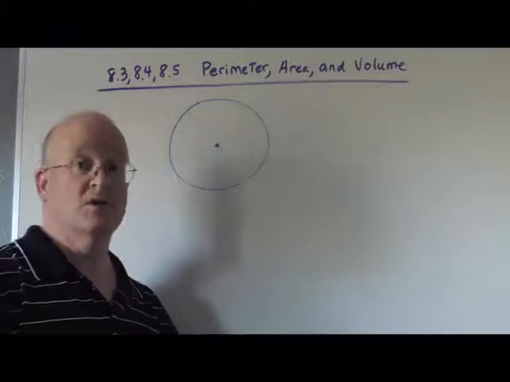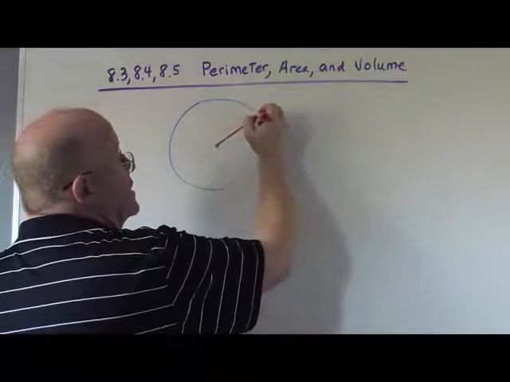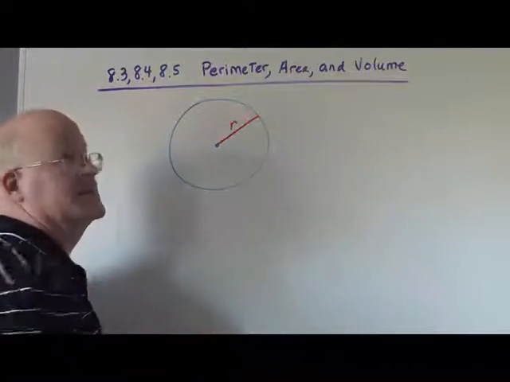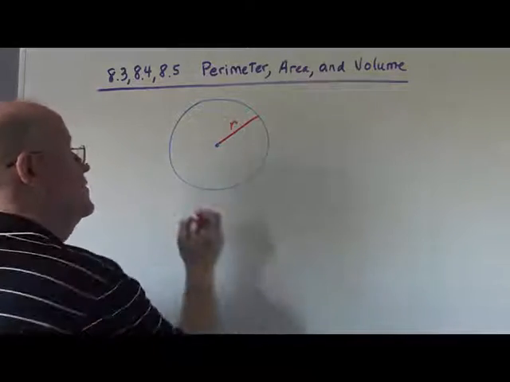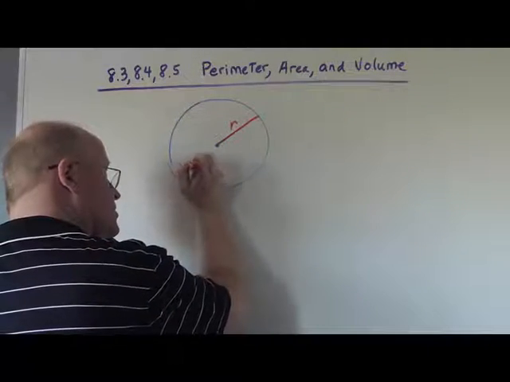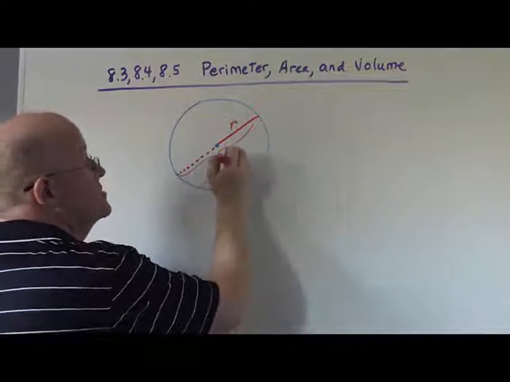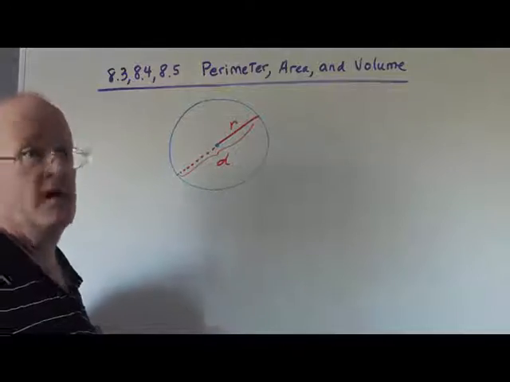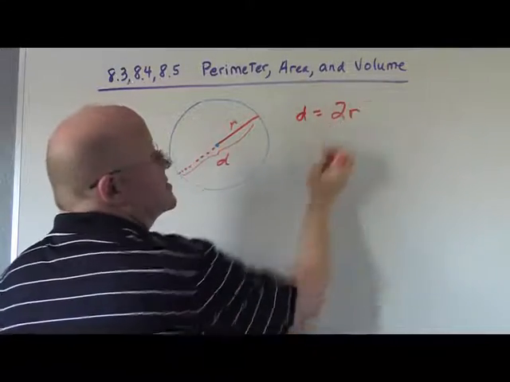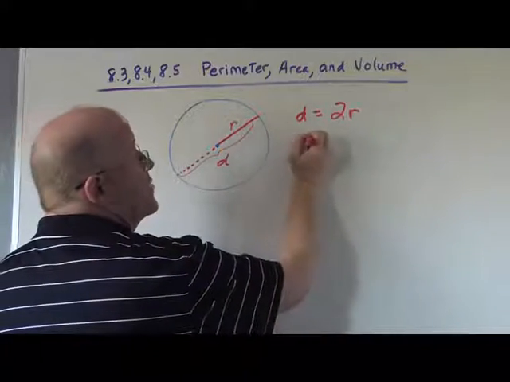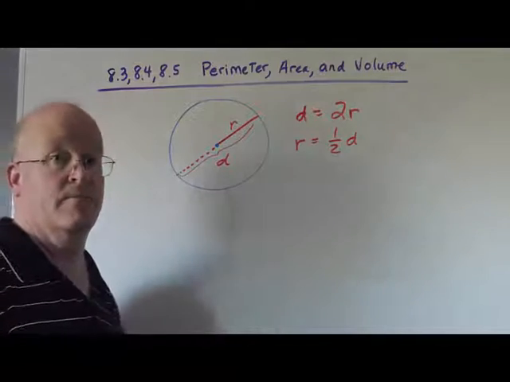Now let's look at some relationships inside of circles. Definition number 1. The radius is the distance from the center to the circle itself. If you go all the way across the circle and combine the two radiuses together going through the center, that is known as the diameter. And we can either say that the diameter is 2 radiuses long, or we can say that the radius is 1/2 the length of the diameter.